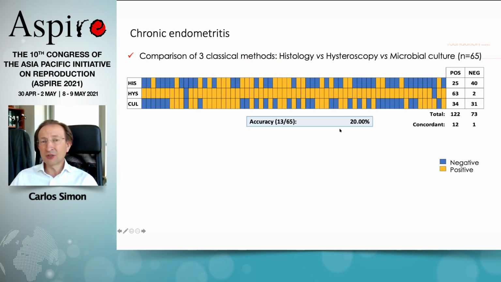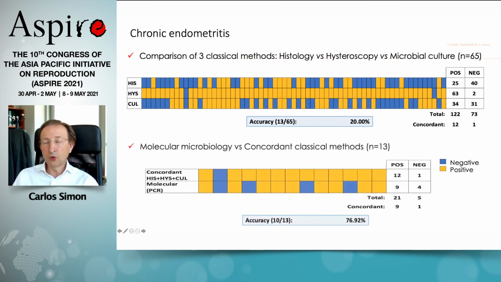In the 80% of patients, for some reason, by histology they were categorized with chronic endometritis in blue, in yellow. Some of them were not found in others. As you can see, hysteroscopy was the method that diagnosed most of the chronic endometritis, and microbial culture was the method that diagnosed the fewest.